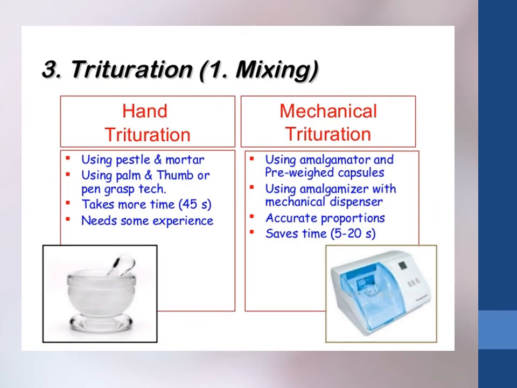Let's look at the difference between hand trituration or manual trituration and mechanical trituration. Hand trituration is carried out using a pestle and mortar, the palm and thumb or pen grasp technique. It takes more time, about 45 seconds, and needs some experience. Mechanical trituration uses an amalgamator and pre-weighed capsules with a mechanical dispenser, accurate proportion, and saves time because it takes about 5 to 20 seconds, and you don't have to do anything. You just have to place the capsule and wait for the amalgamator to do its job.